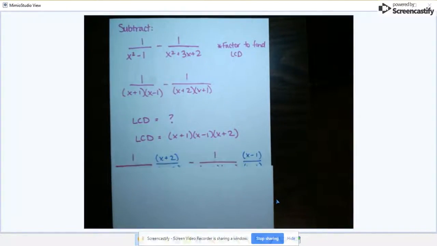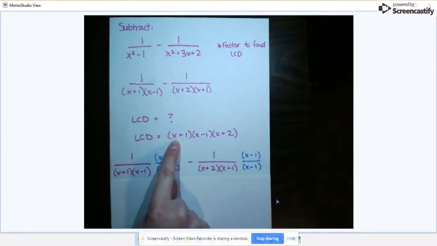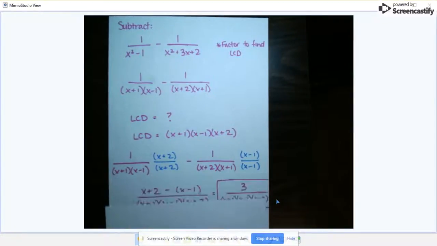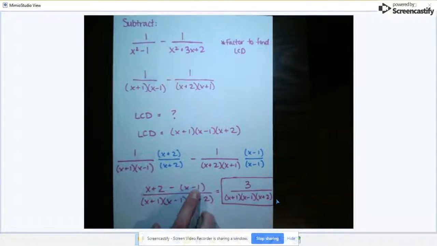So now I need to multiply my first fraction by x plus 2 over x plus 2, my second fraction by x minus 1 over x minus 1, because this is the piece that this denominator is missing out of my least common denominator, and x minus 1 is the piece that this denominator is missing. So you get x plus 2 minus x minus 1 on the numerator, and then all 3 pieces in the denominator. And then this numerator simplifies to 3. Remember, I kept this in parentheses because we have to make sure we distribute our negative sign. So this would be an x minus x, which is 0. And then 2 minus negative 1, minus negative turns into a plus.